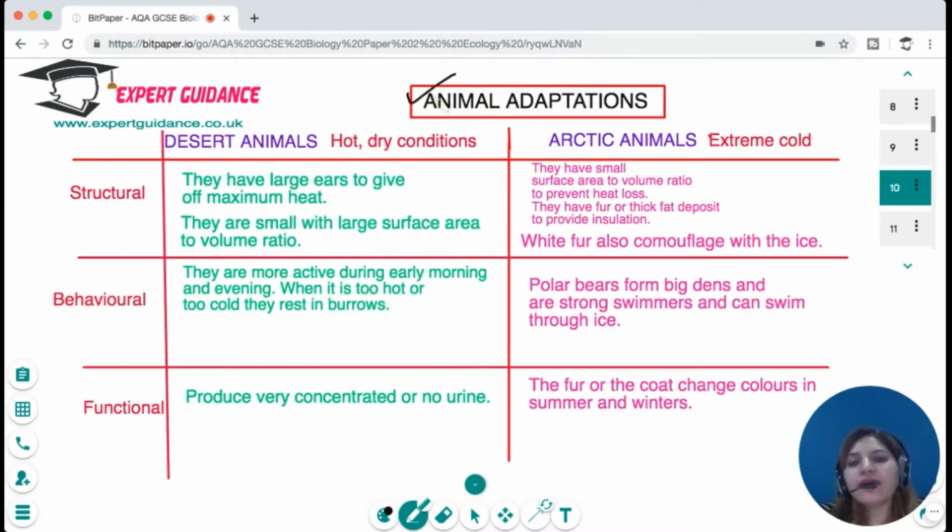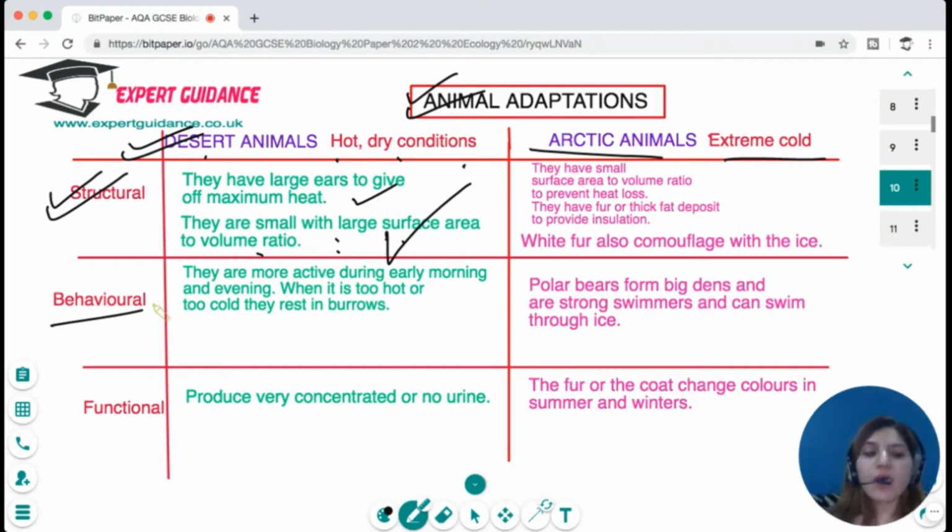In a similar way, there are two extreme types of animals we can find. One living in the deserts, which are suffering from hot, dry climates, and the Arctic animals, which are living in extreme colder conditions. So for the desert animals, the structural adaptations would be they have large ears to give off maximum heat, and they are small with large surface area to volume ratio so that they can radiate maximum heat out. For the behavioral adaptation, they are more active during early morning and the evening when the temperature is not too high and not too low. And when it is too hot or too cold, they rest in burrows. And the functional adaptation is they produce very concentrated or no urine so that they can prevent water loss.